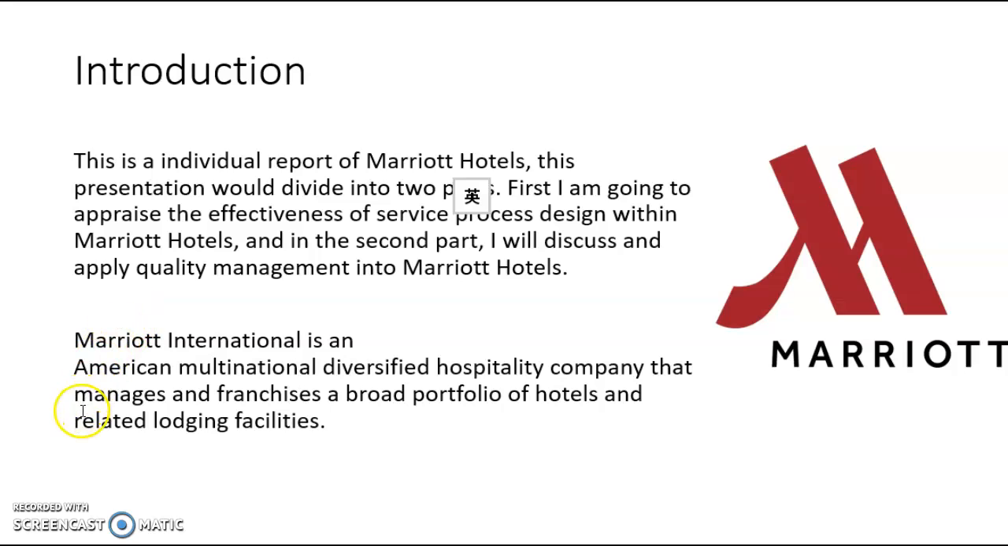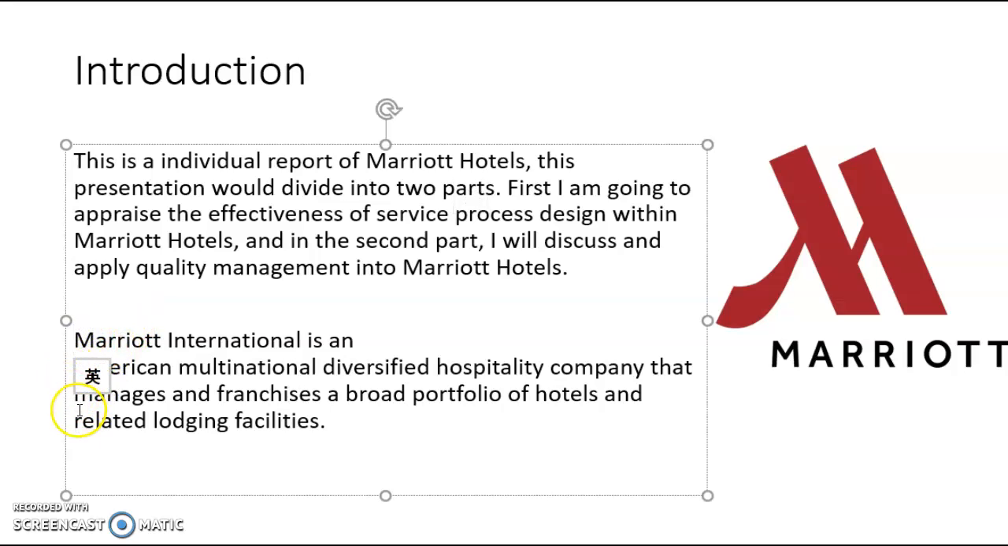This presentation will be divided into two parts. First, I'm going to appraise the effectiveness of service process design within Marriott hotels, and in the second part, I will discuss and apply quality management in Marriott hotels.